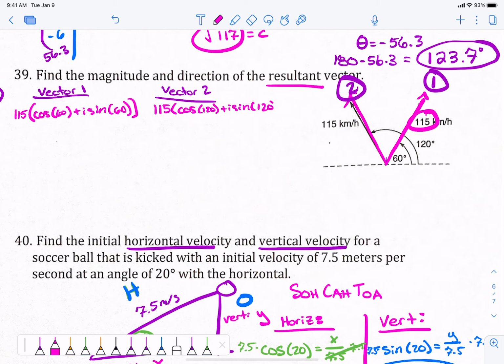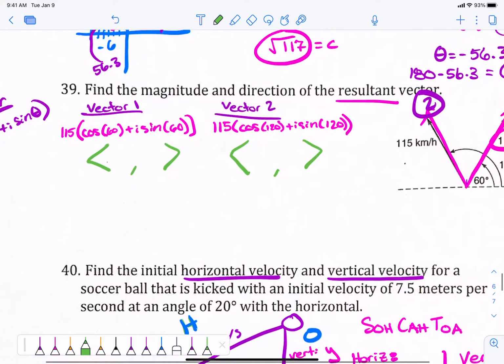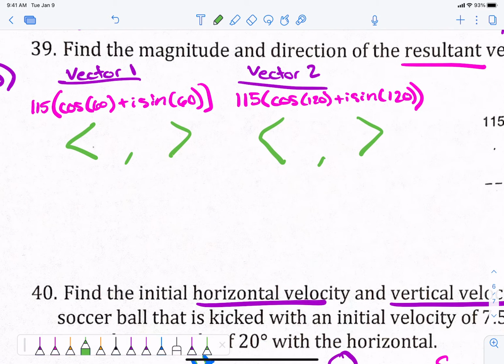Now we can easily go from polar form to component form, which is these little bracket things, right? How do you go from polar form to the x and y coordinate form? You just plug it in. So 115 cosine of 60, 115 sine of 60. 115 cosine of 120, 115 sine of 120. That gives you your x and y coordinates. And there we have those two things.